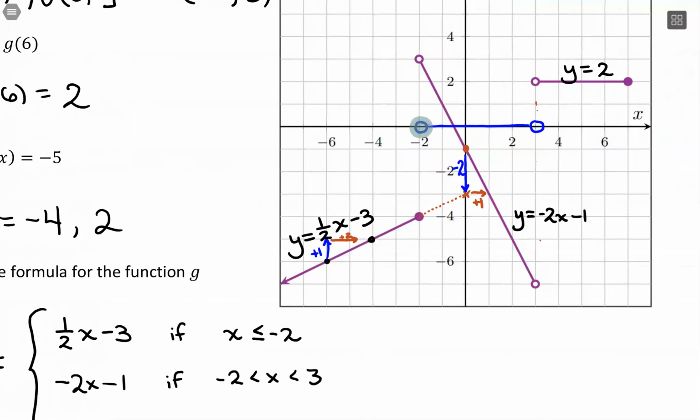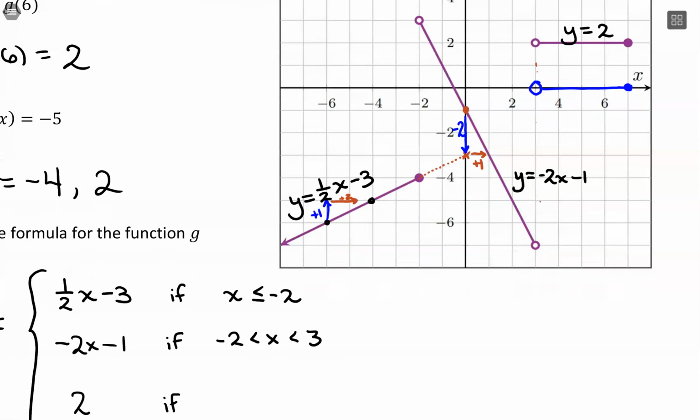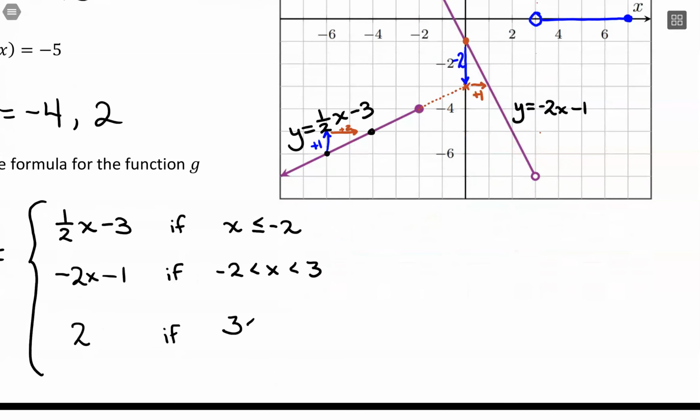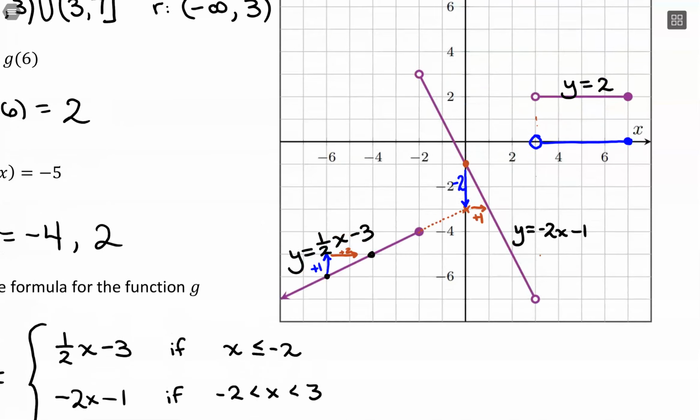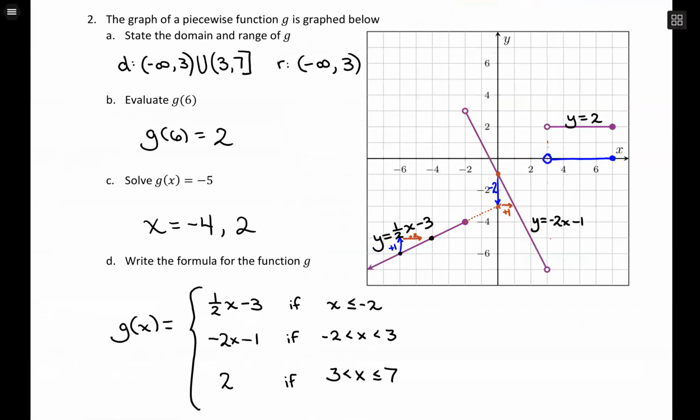And then our last piece starts at positive 3, but isn't defined there, and goes until positive 7 and is defined there. So we'll see this from 3 is less than x is less than or equal to 7. So that's how we can read the graphs as well as draw them.